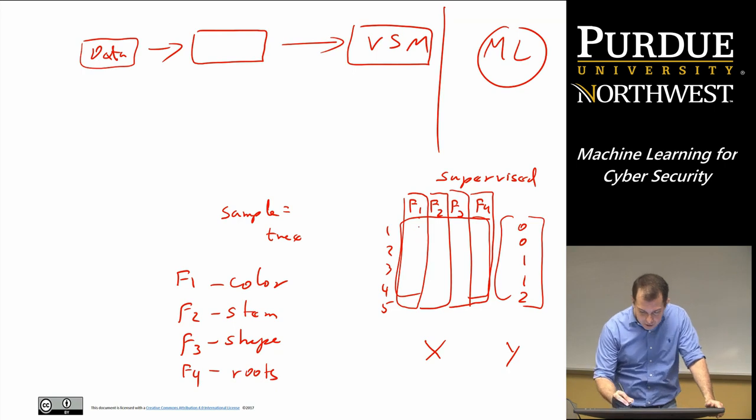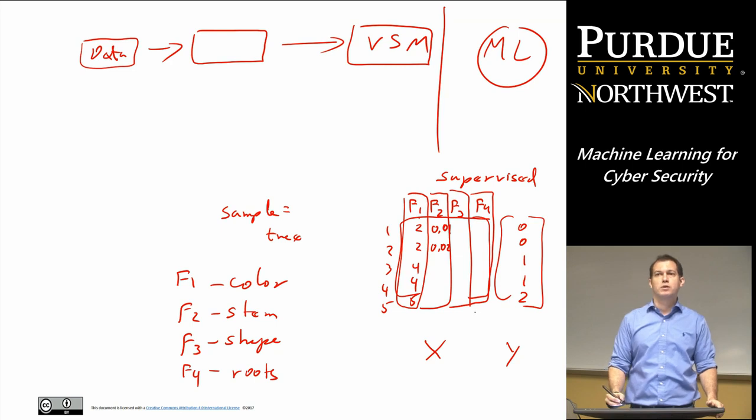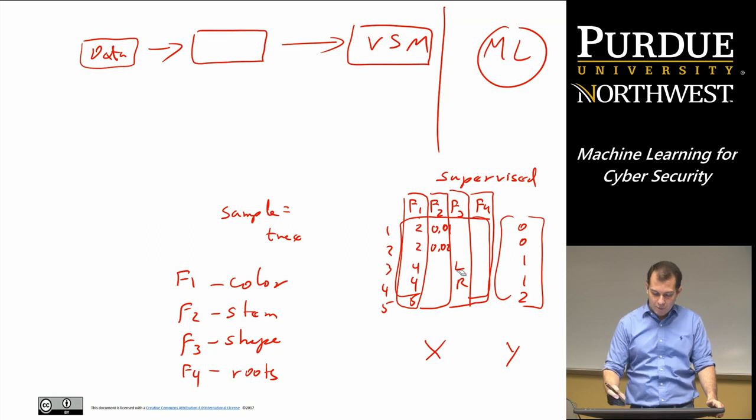Now these values here should be numbers. So it should be like 2, 2, 4, 4, 5, or it can be 0.01, 0.02, but you don't want to have words. You don't want to have something like L and R. If you do have that, you're going to encode it into a number. So if you had a lot of L and R, just make it zeros and ones. Does that make sense? And that's it.